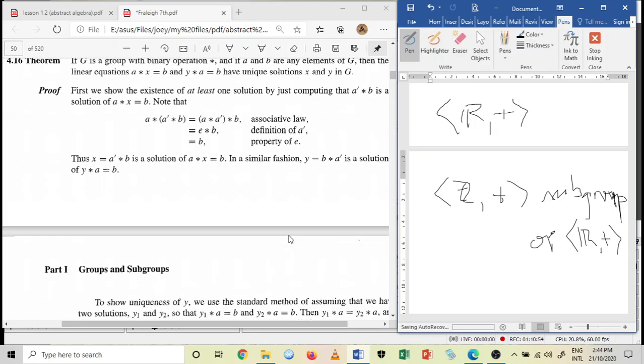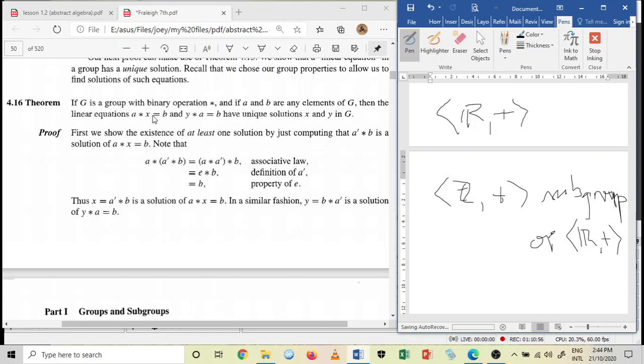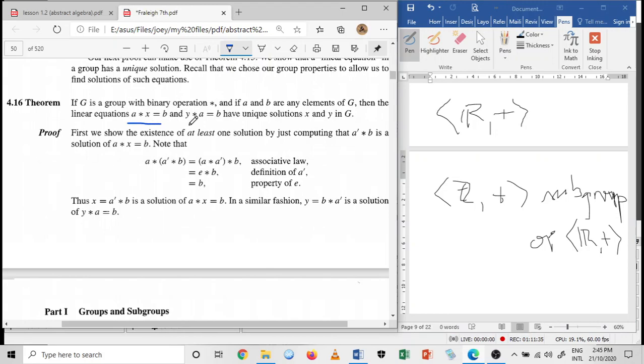Next, we now have theorem 4.16, solutions to linear equations. If G is a group with a binary operation asterisk, and if A and B are any elements of G, then the linear equations A operation X equals B and Y operation A equals B have unique solutions X and Y in G. Meaning, we can always find a value for X that would satisfy these two equations. This one and this one.